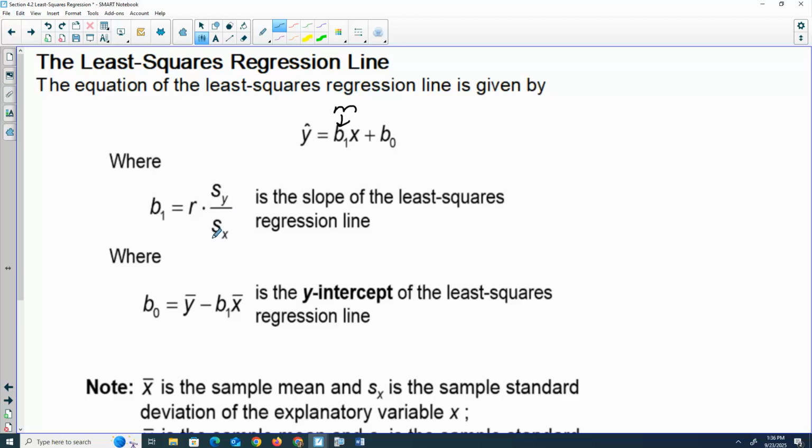What's R? Where have we seen that? The linear correlation coefficient that we were finding on our calculator last time. Yeah, we got that when it actually calculated the line for us. Then s sub y and s sub x, those are our standard deviations. The y-intercept is y bar minus b sub 1, our slope, times x bar, the mean of x. We are going to primarily do this on the calculator, but I want you to be able to see these formulas and understand what they're telling you.